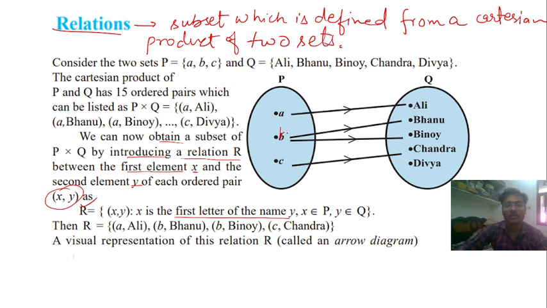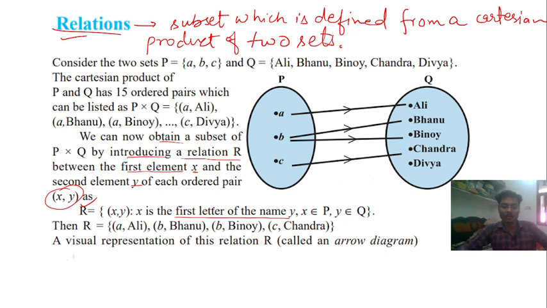Similarly, when we come to element B of set P, B has two images in set Q which start with letter B, and coming to letter C of set P, C has only one image which is Chandra, which starts with the letter C. So it is a relation because we are defining it such that the relation set has only a definite number of elements, maybe less than or equal to the number of elements in the Cartesian product P cross Q.